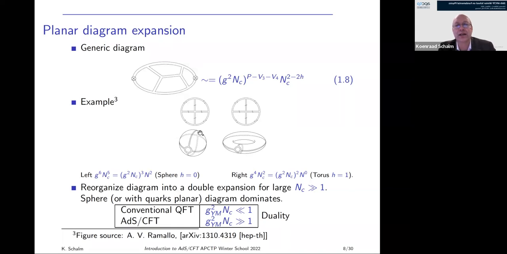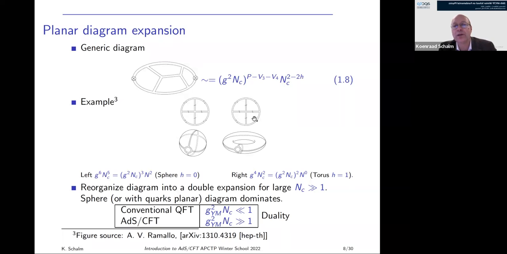Here you have a diagram that is very simple, and you can put this diagram on a sphere. So this is a very simple object where h is 0. And indeed, if you count the number of vertices here, there's 1, 2, 3, 4 3-point vertices and 1 4-point vertex. That gives you g to the power 6. And if you count the number of closed loops, there are 5 closed loops. So this goes as g to the 6th times N_C to the 5th, which you can rewrite by pulling one N_C out as follows. And this is precisely a manifestation of this general identity that we just derived.